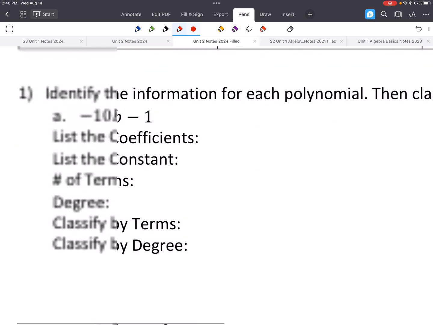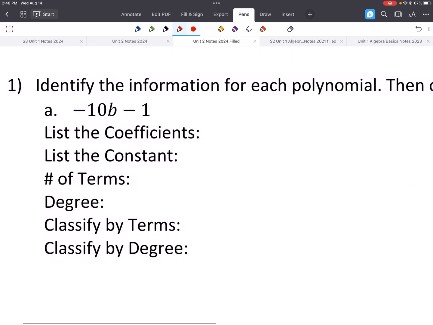Let's do a couple quick examples. We're just going to identify this information. For example A, list the coefficients. Our coefficient would be -10. The constant would be -1. The number of terms would be 2. If it has 2 terms, we call it a binomial.